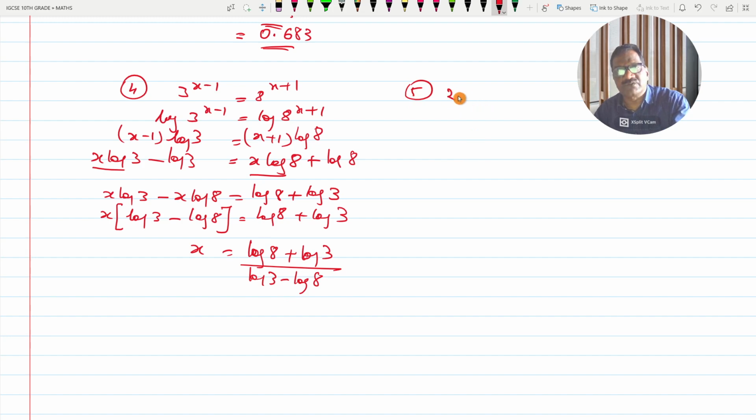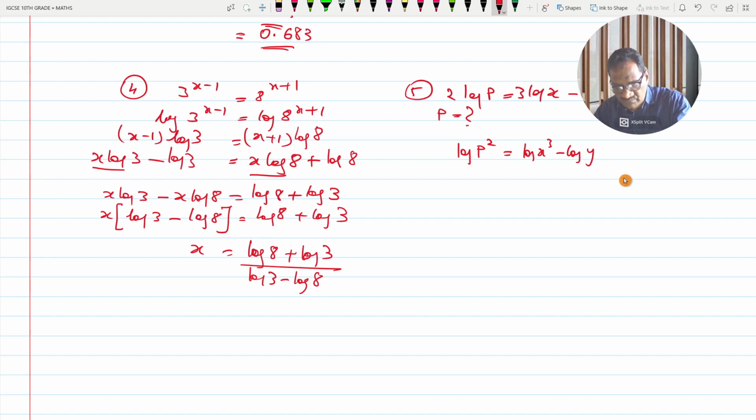Suppose we are given this equation 2 log p equal to 3 log x minus log of y, and you are asked to find out what p is. Okay, so how can this be done? First of all, 2 log of p I can write as log of p square. Same way here, log of x cube minus log of y.